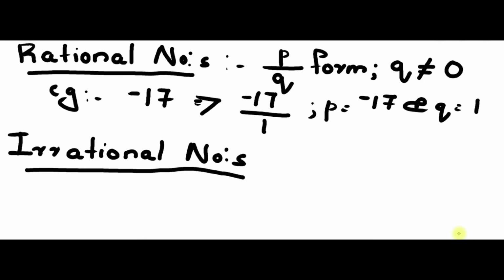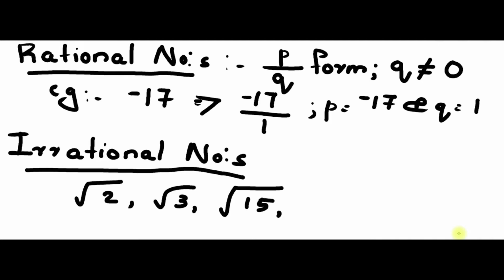That means, for example, root 2, root 3, root 15, then pi, etc. are examples of irrational numbers. Then what about root of 225? Is root 225 an example of an irrational number? No, root 225 cannot be considered an irrational number, because root 225 means 15 squared.